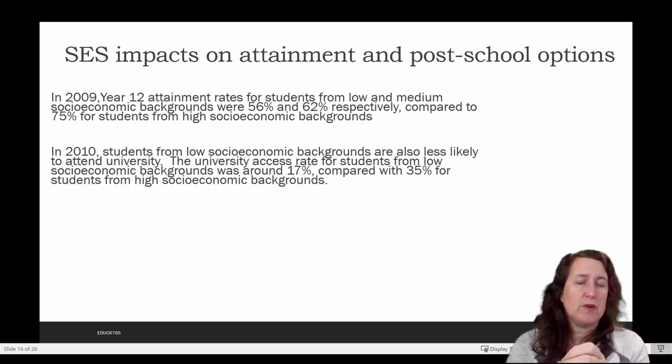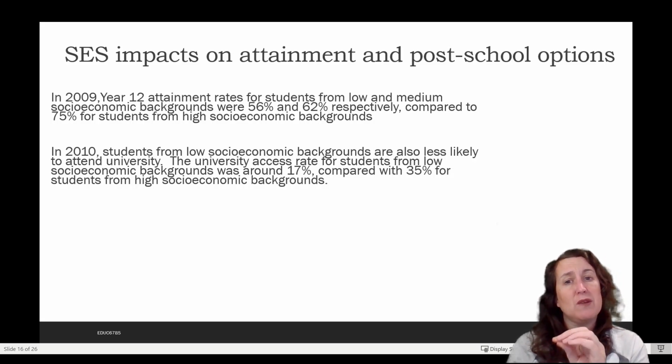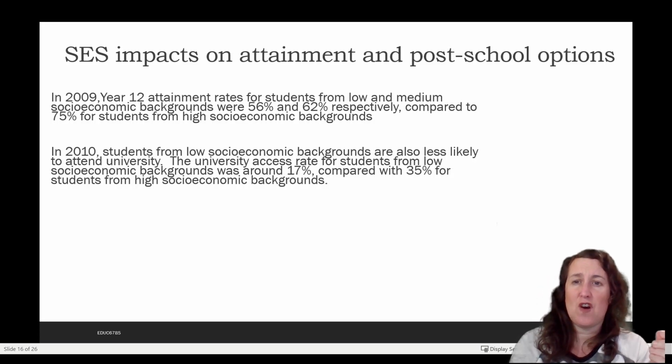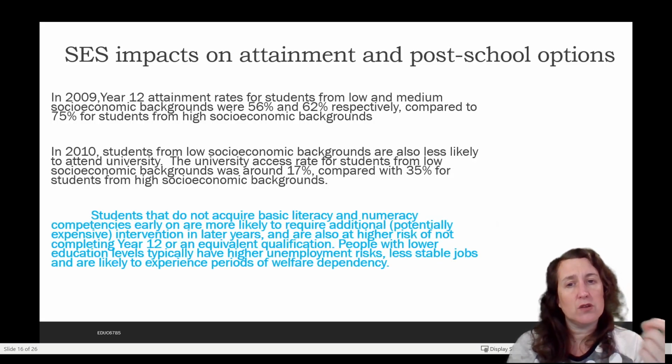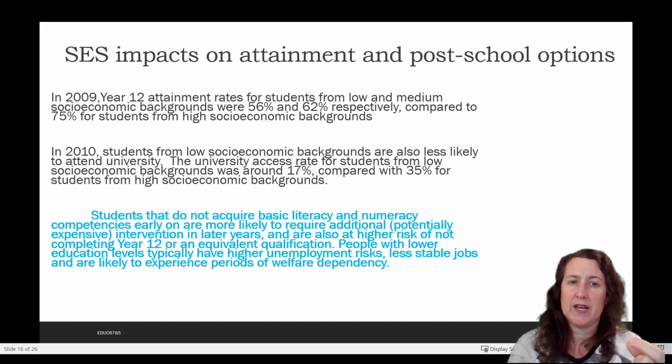The university access rates for students from low socioeconomic backgrounds was around 17%, compared to 35% from students from high socioeconomic background. Students that do not acquire basic literacy and numeracy competencies early on are more likely to require additional and potentially expensive intervention in later years, and are also at higher risk of not completing Year 12 or an equivalent qualification. People with lower educational levels typically have higher unemployment risks, hold less stable jobs, and are more likely to experience periods of welfare dependency.